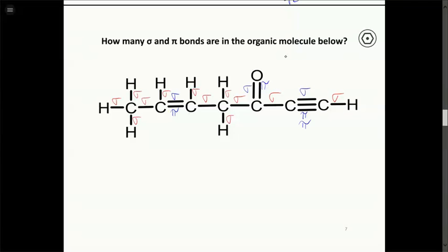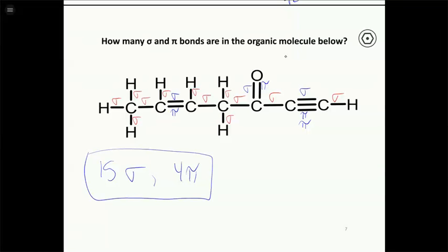All right, so I hope I didn't forget any bonds, but you look at each single bond and put a sigma next to it. Each multiple bond is a sigma with the rest pi, and now it just becomes an exercise in counting. Assuming I can count correctly, I think I got 15 sigmas and 4 pi's. So there are 19 total bonds in this molecule, and 15 of them are going to be sigma, and 4 of them are going to be pi. Okay, any questions on how we got that?